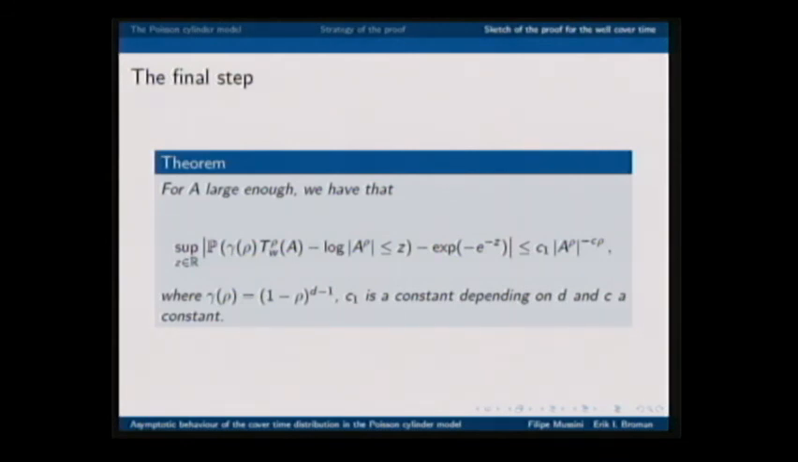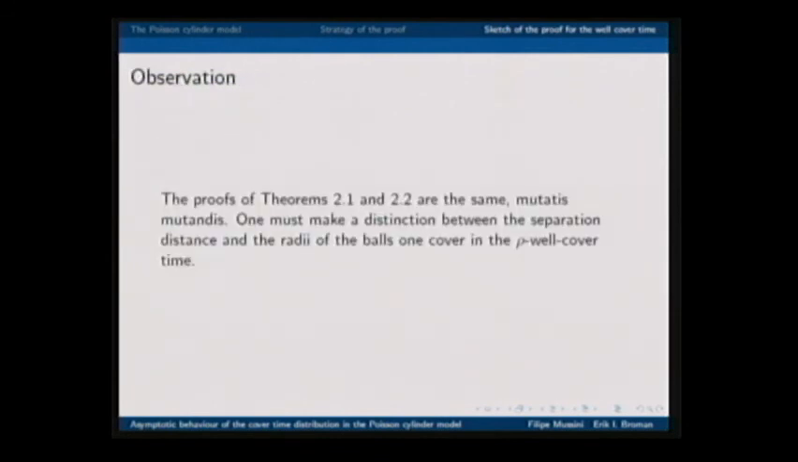So some words for the discrete cover time. This is exactly the same. Instead of covering a ball, you just cover a point, and you have the same. But you have to be careful to not just replace all rhos by 0, because some of those rhos actually represent the separation distance.